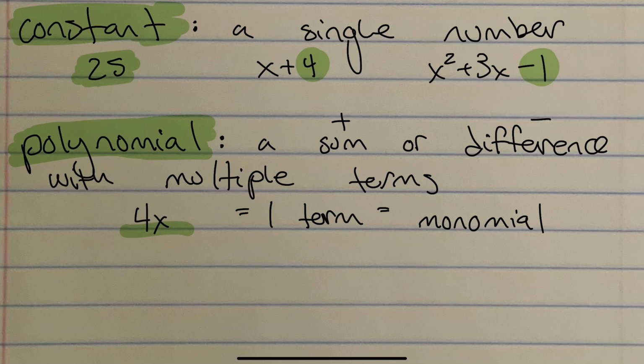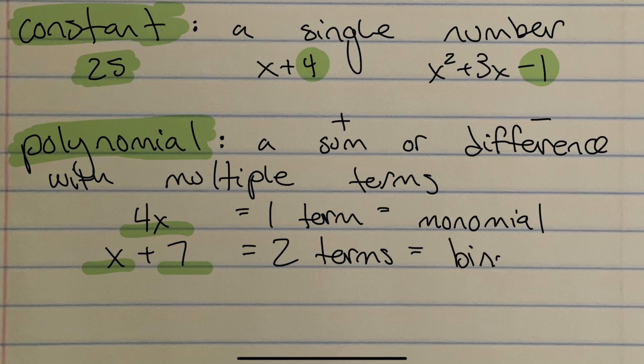Okay, well, let's say we have two terms. Let's say we have something like x plus 7. These are two terms. To show the different terms, they are going to be separated by either a plus sign or a minus sign. That's how you tell how many terms you have. If we have two terms like this one, this will be a binomial.